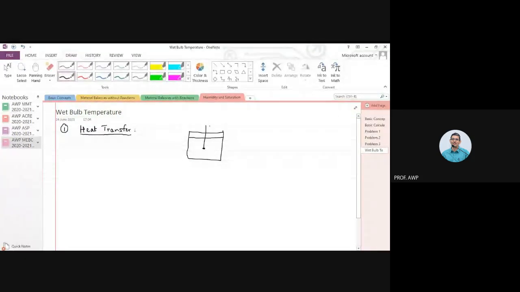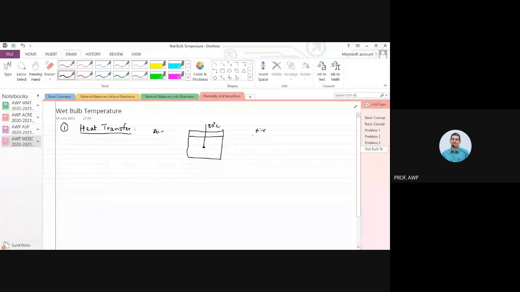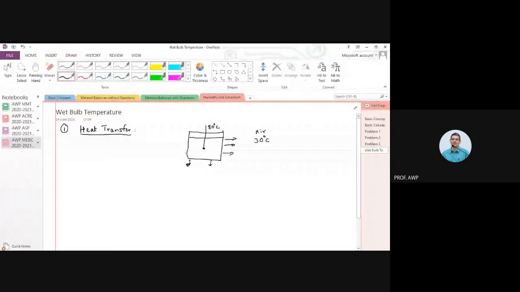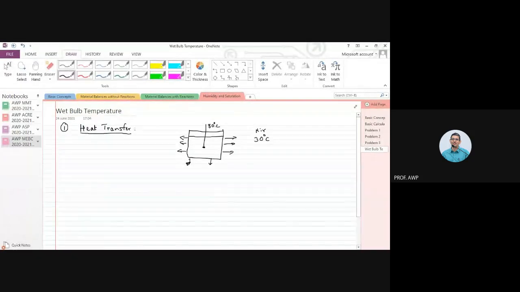Let's say initially the temperature was 80 degrees centigrade. There is air outside, all around this beaker. Let's say this air is at a temperature of 30 degrees centigrade, right? So initially the rate of cooling is fast, meaning the rate of heat being transferred from the beaker to the air outside is very large. That's why the temperature falls very quickly, right?